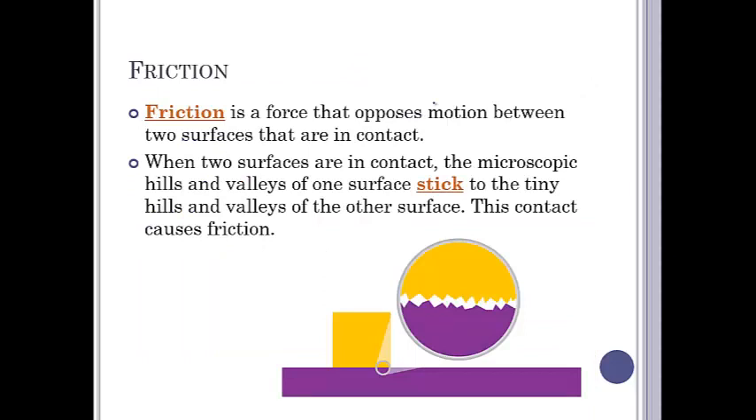Friction is another force that we're going to talk about today. We know it very, very well here on Earth. And it's a force that opposes motion between two surfaces that are in contact. So if you look at this diagram, you can see that there are a whole bunch of microscopic hills and valleys no matter how smooth the surface is. And so when these two things slide over each other or come in contact, they're actually going to kind of stick together.